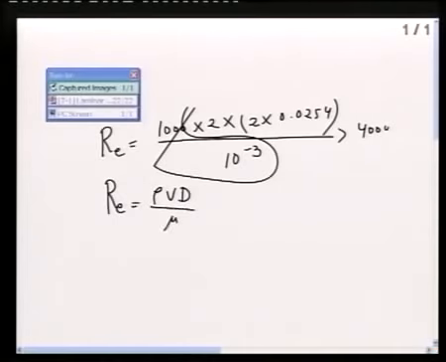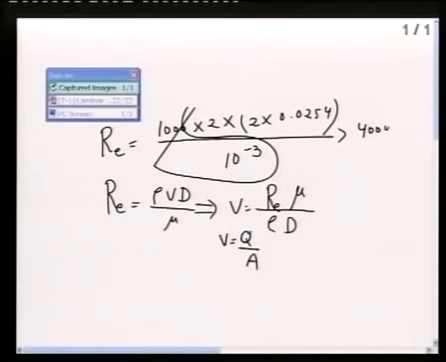The velocity equals Reynolds number like this, and equal that. Then we can just say Q over A. And then we can say as well for Q like this, and you have everything. You have the diameter given for you, you have the dynamic viscosity, you have the density, and you have the diameter as we already said.